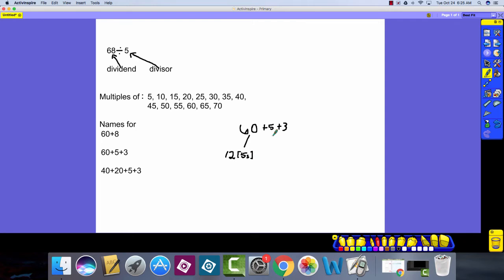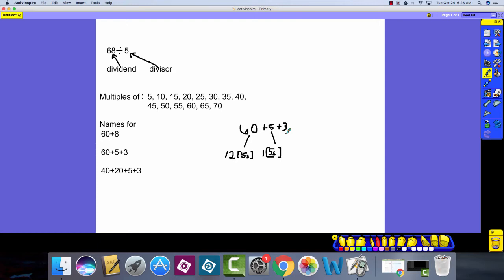And then if I look at my 5, I know 5 times 1 is 5, so there's just 1 5 and 5. And then 5 can't go into 3, all right? 3 is less than 5. I can't put any 5s into 3.